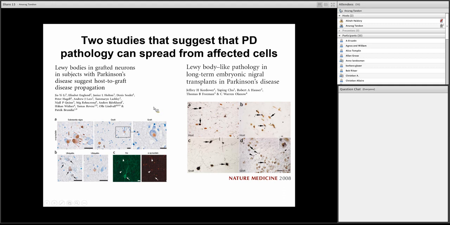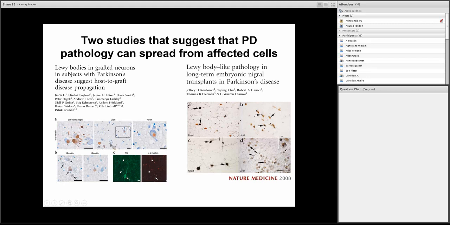What they looked for upon postmortem examination was the substantia nigra of these individuals, and sure enough, as they expected, they found quite a few Lewy bodies present. What was really surprising was that in the graft tissue, they also found neurons with developing Lewy bodies. This was completely unexpected because the graft tissue, if you recall, was all fetal tissue. In other words, it was very young.